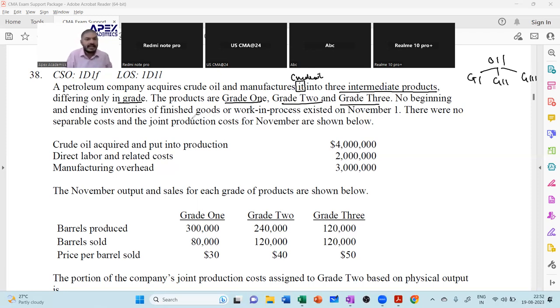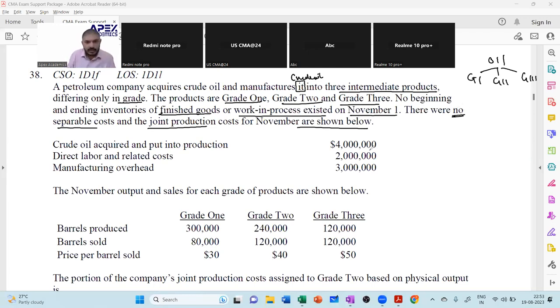No beginning and ending inventories of finished goods and WIP existed on 1st of November. There is no opening stock or closing stock anywhere. There is no separable cost, and the joint production cost for November are given below. What is the meaning of no separable cost? After split off point, there is no production. These are the concepts that you should know.